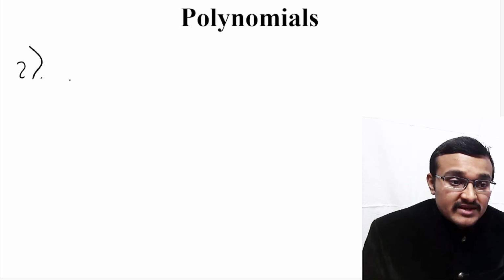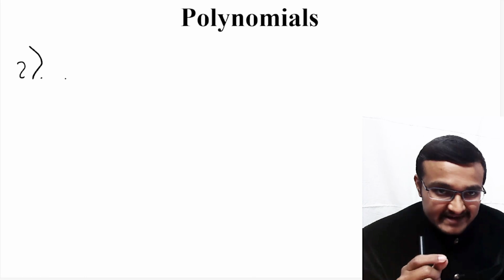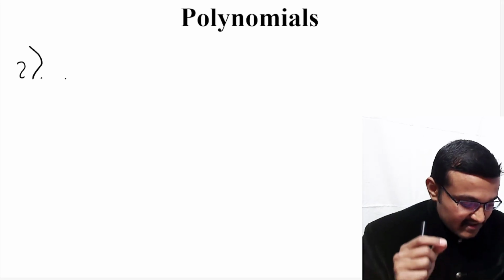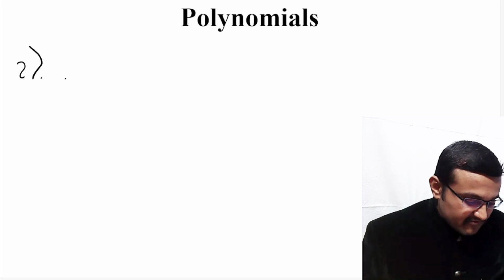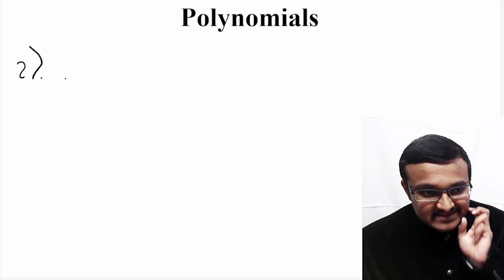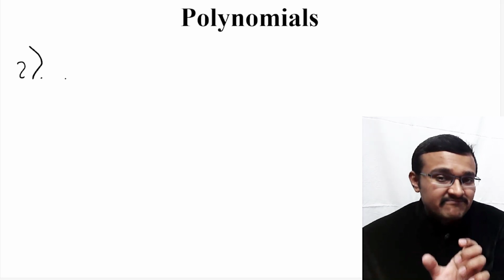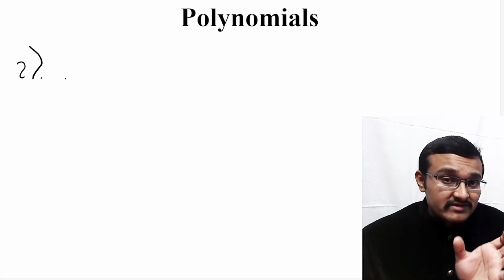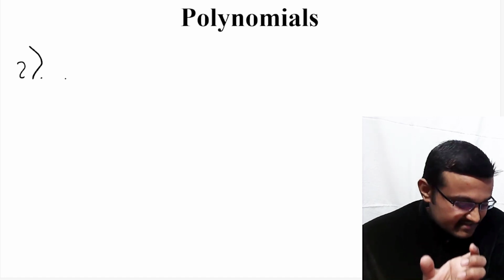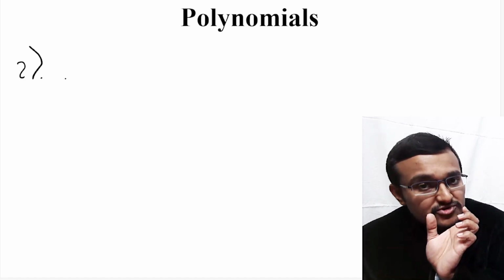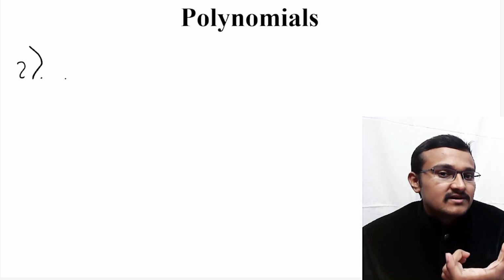Now we'll go to the second question in this particular exercise 2.3. Here, using factor theorem, you have to determine whether g of x is a factor of p of x in each of the following cases. So in each question they have given p of x, that is the main polynomial, and they have given a possible factor of it. We don't know whether that is a factor or not. They have given another polynomial, that is g of x.